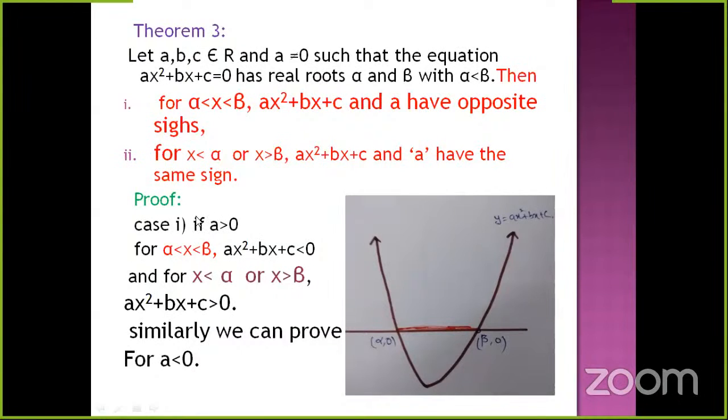So see here, if I took a greater than 0, that is, a is a positive term. When x lies between alpha and beta, the coefficient of x square and the expression are having opposite signs. And for x less than alpha or x greater than beta, the coefficient of x square, that is a, and the expression are having the same sign. So similarly, we can prove this condition for the a less than 0 condition also.